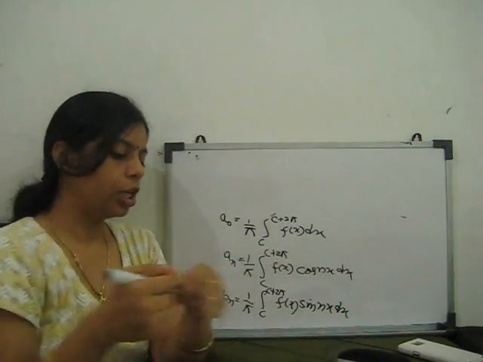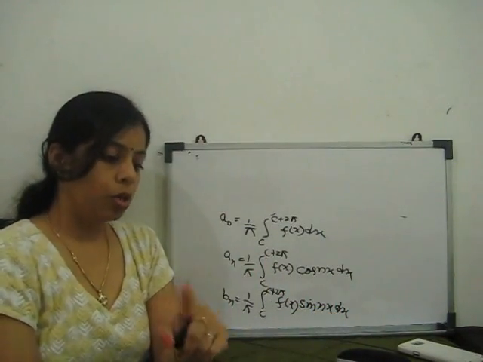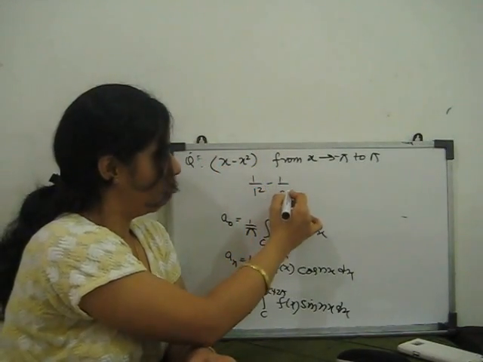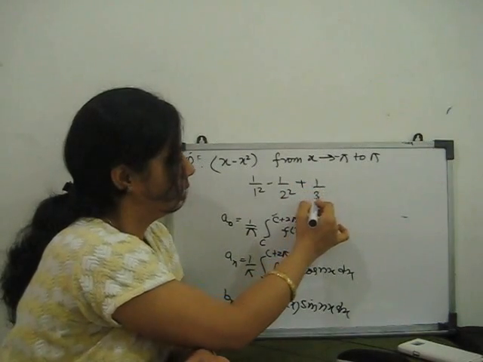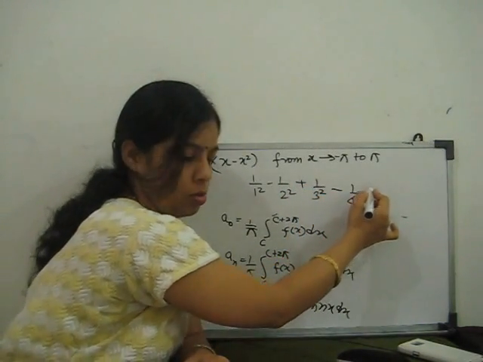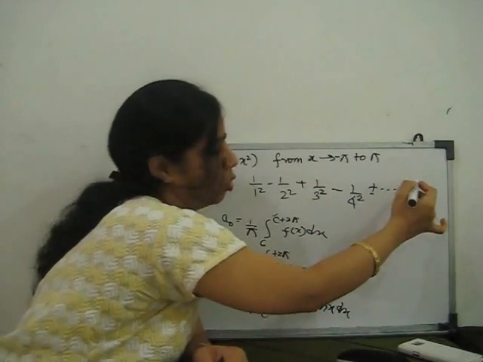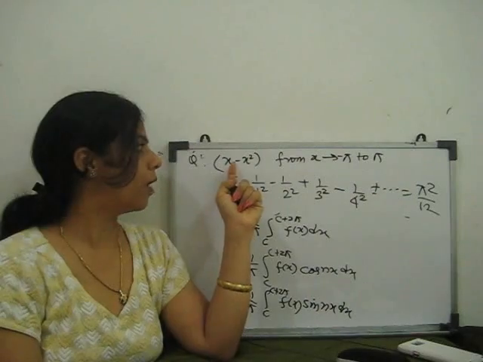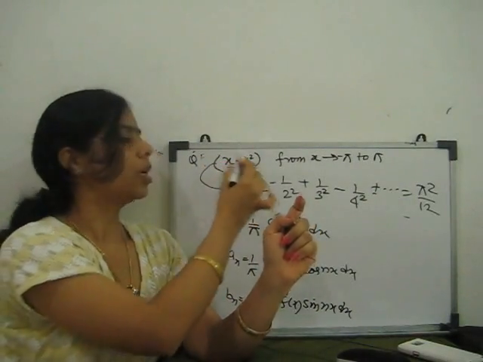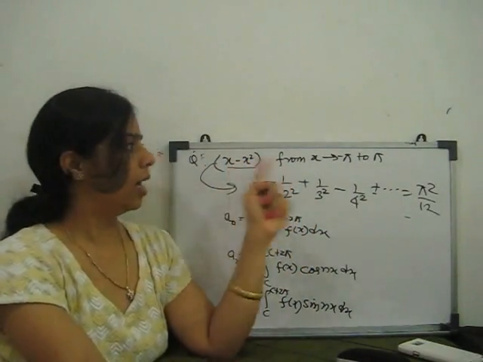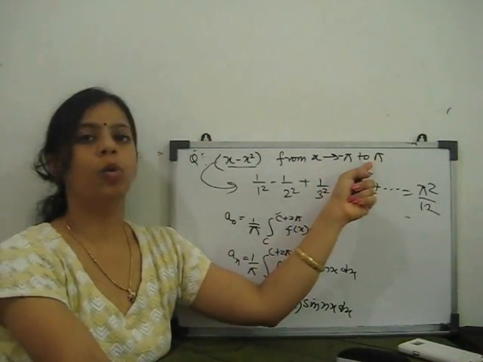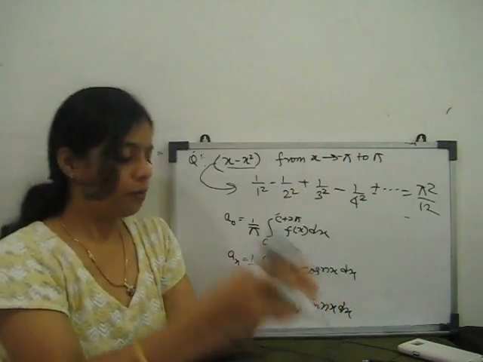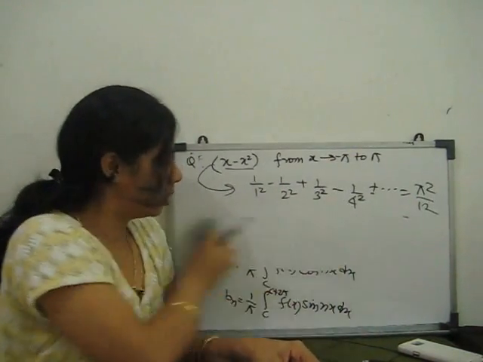First, find the Fourier series to represent the function, so that 1 upon 1 square minus 1 upon 2 square plus 1 upon 3 square minus 1 upon 4 square plus and so on is equal to pi square by 12. We have to expand this function in Fourier series form, and our limit is minus pi to plus pi. So step 1, first you have to write down the formula for the Fourier series. So what is our Fourier series?